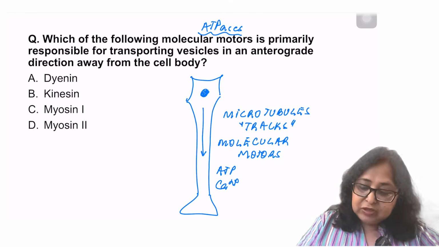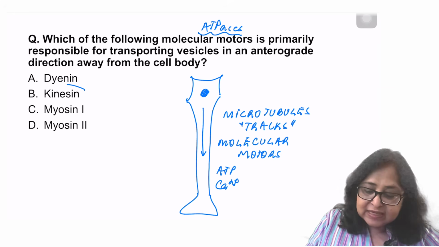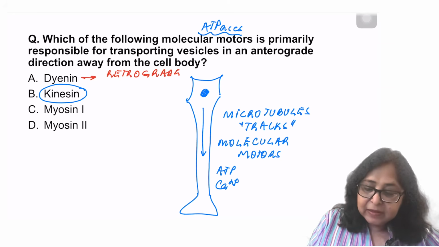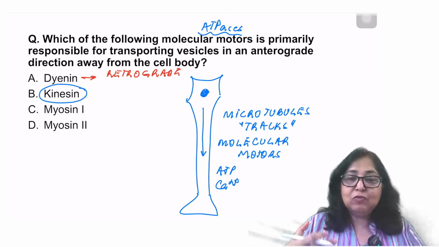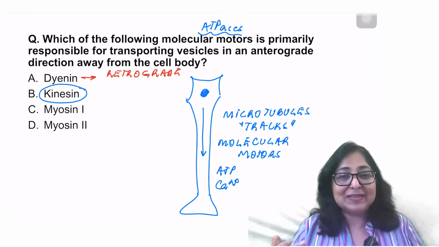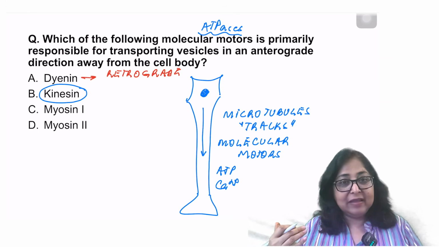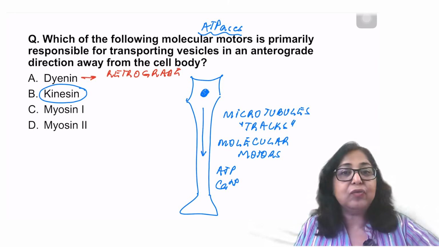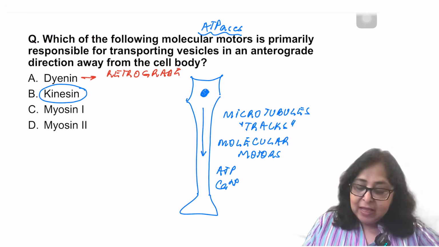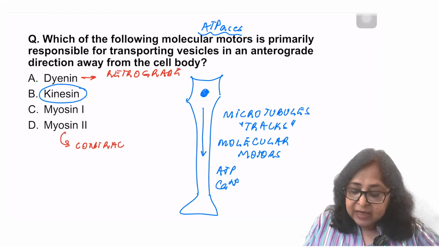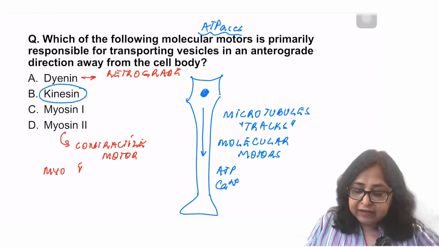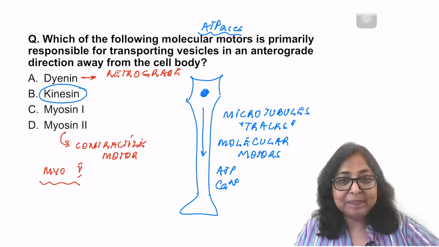Now, the molecular motor which is used in an anterograde transport is kinesin. Dynein is used for retrograde, towards the cell body. Like, for instance, viruses. Viruses will move towards the cell body, neurotropic viruses like rabies virus. So the transport of rabies virus in a retrograde fashion uses dynein. Myosin 2 is a contractile protein. It is not a molecular motor. The molecular motor is myosin 5, which is also used in anterograde transport.